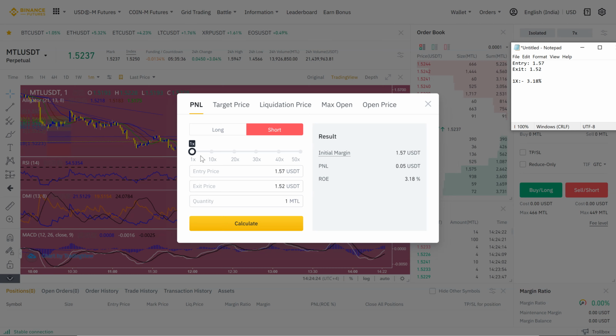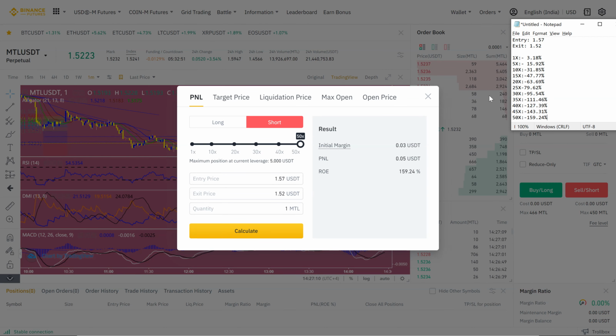We will go in increments of 5 times, so I'll show you 5x. I'll show you how much you make or lose at 10x, at 15x, 20x, 25x, 30x, 35x, 40x, 45x, and 50x.